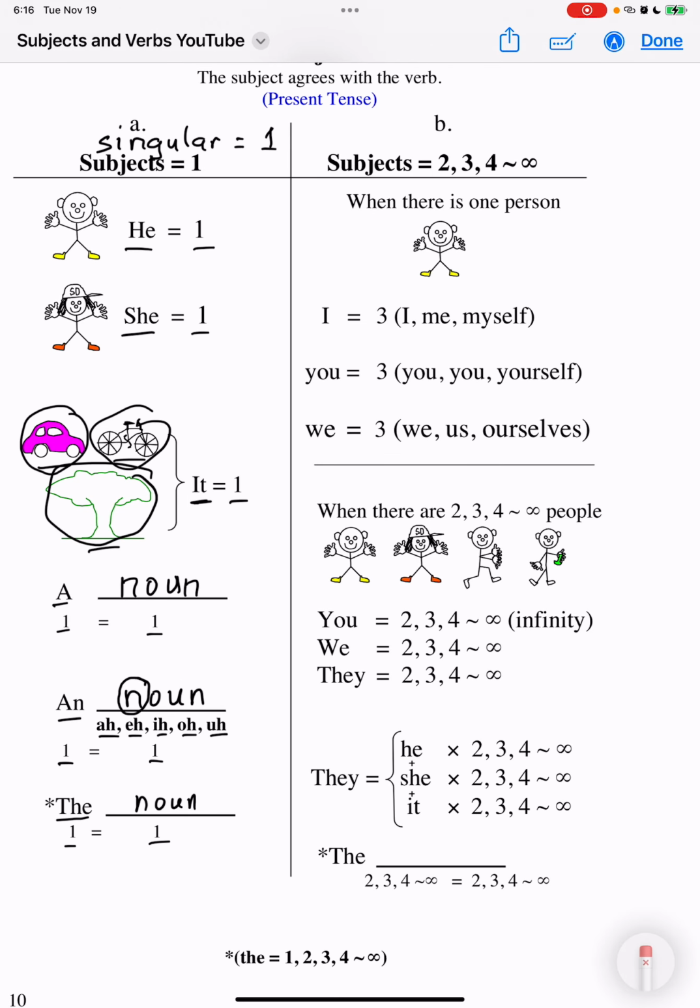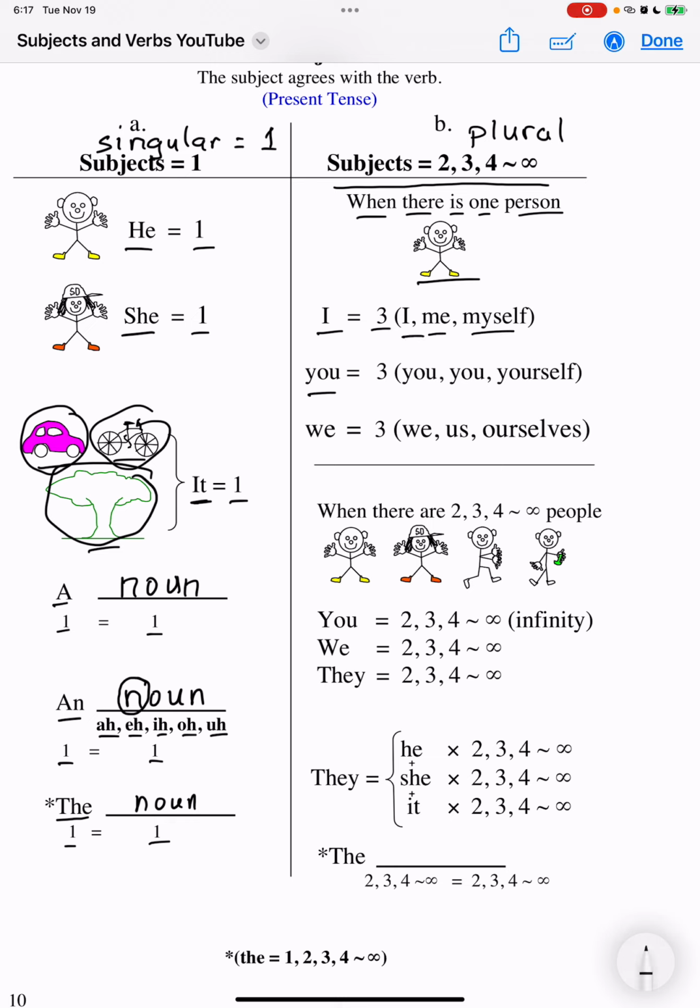Next, we have subjects that are equal to 2, 3, 4 to infinity. And the subjects that equal 2, 3, 4 to infinity, we call those plural. So there'll be plural subjects and singular subjects, okay? And so here, when there is one person, I is going to equal to 3. And I is going to be I, me, myself. These are 3 words that we use to identify one person, okay?